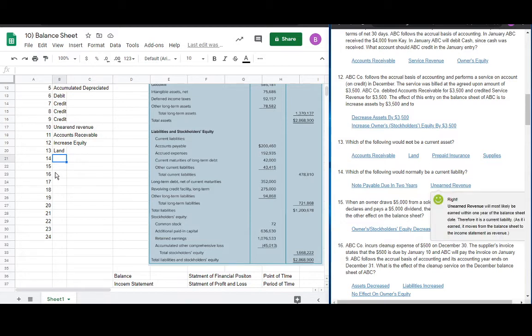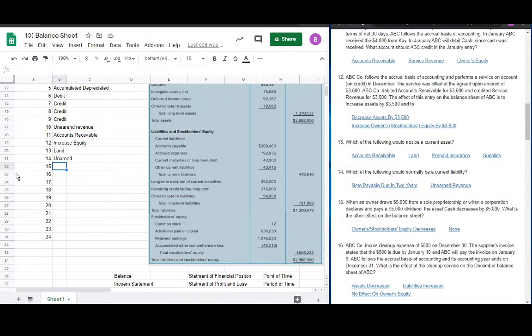So number 14, which of the following would normally be in current liability? It is unearned revenue. So why? Because the note payable is due in 2 years, take note of 2 years. So it exceeds the 1-year threshold.